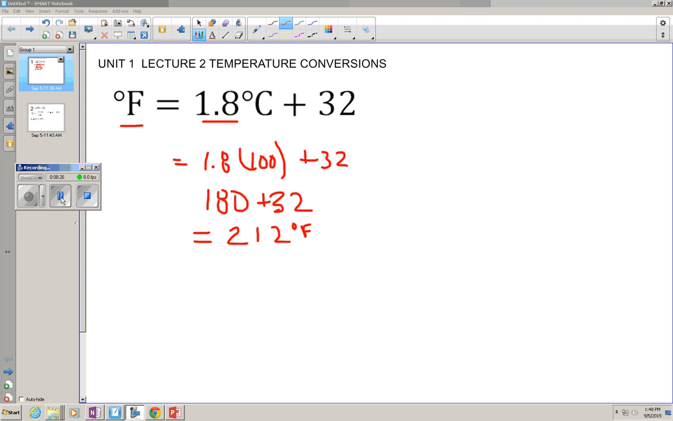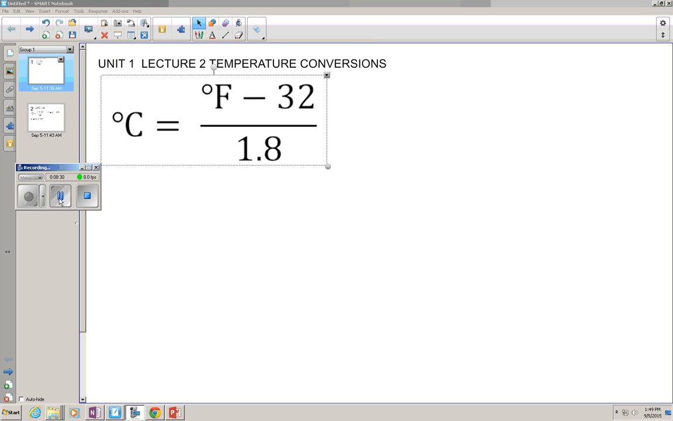What about Fahrenheit to Celsius? Fahrenheit to Celsius works exactly the same way. Here's the equation. Now remember, you may have seen this as 5/9 times Fahrenheit minus 32. I just like doing it this way. If you like doing it the other way, that's fine.